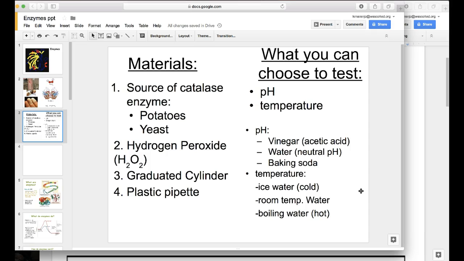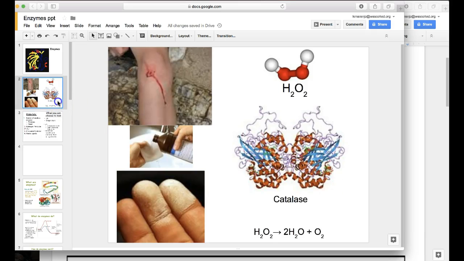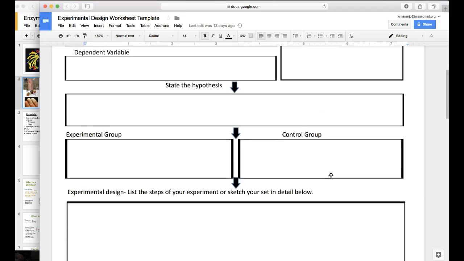So keep in mind, one of the things you're going to be looking for or measuring in this particular experiment is the production of oxygen gas. Oxygen gas, you're going to see that as the formation of bubbles in your reaction. Okay, so that's what you'll be measuring. Now back to the experimental design worksheet.